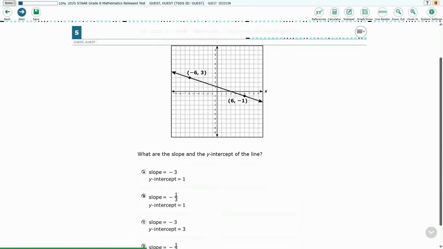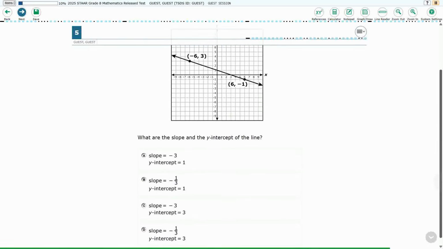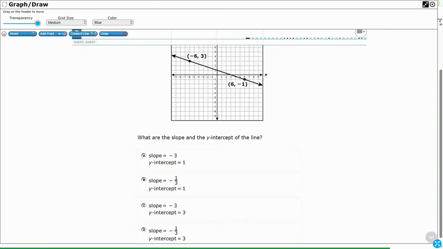Number 5, we are looking at linear relationships. This is 8.5C. I'm going to drag this down here. And so what we have is a linear relationship, and we need to find the slope and the y-intercept. Should be fairly simple.